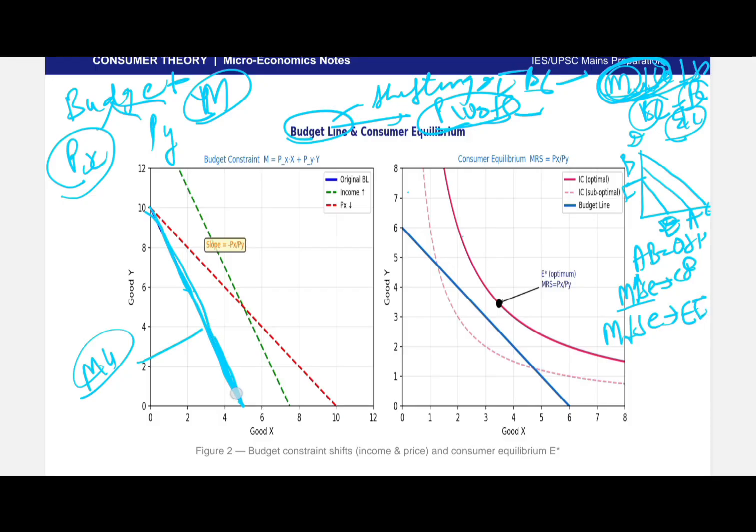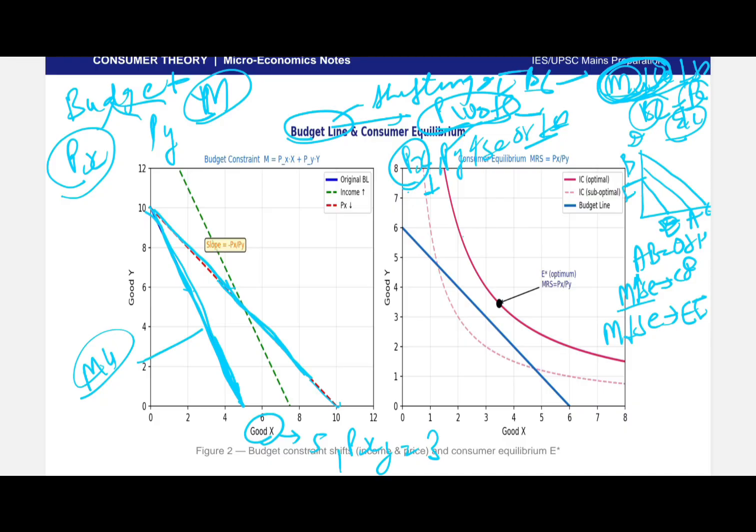So this is our original line, and the budget line will pivot when either the price of X or the price of Y increases or decreases. It depends. If the price of X decreases, it pivots toward the X axis. Suppose the price of good X is 5 and it decreases to 3. Our budget line will pivot toward the right side, because with the same given income we can consume more units of good X.